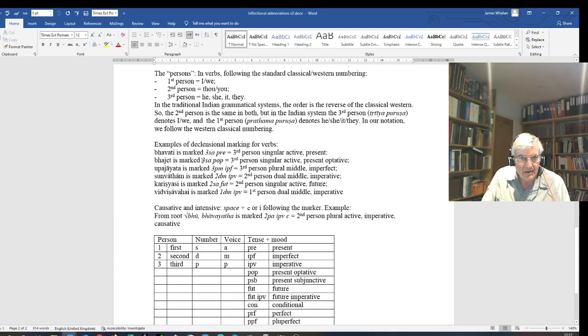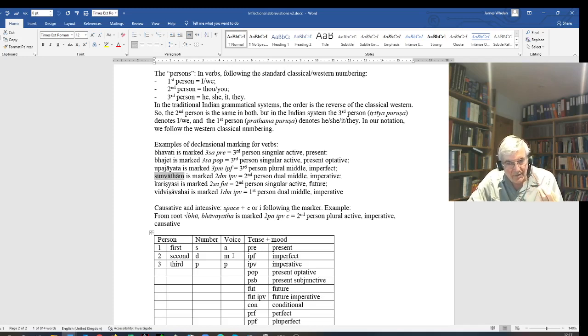So bhavati, 3 S-A-P-R-E, what's that? It's third person, 3 S singular, A active. Third person singular active, P-R-E, present. Look at sunvatam, which I'm highlighting. 2DM, IPV, 2DM, second person, dual, middle. So sunvatam, you're talking to the two of you, you two, that's the second dual, and it's a middle form.